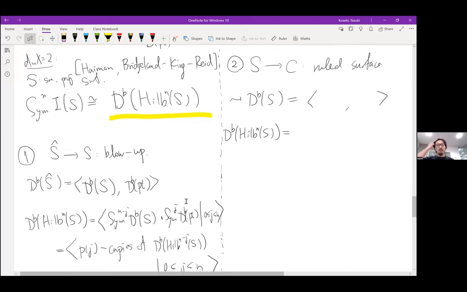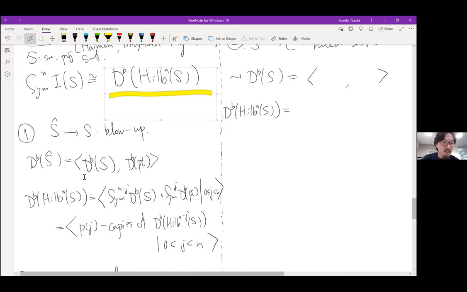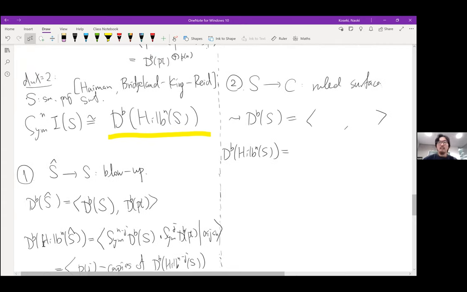You have more interesting SODs for other surfaces. So for example, you can take a ruled surface. Is S hat on the left-hand side of this formula? Yes, I think S hat is the blow up of S. Yes, next formula for Hilb. Oh, yeah. Sorry. Thank you so much. Yeah, S hat. Any other questions? No, great.